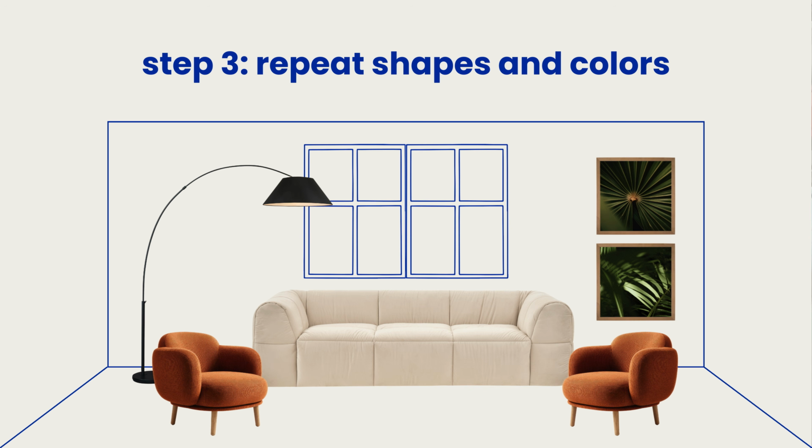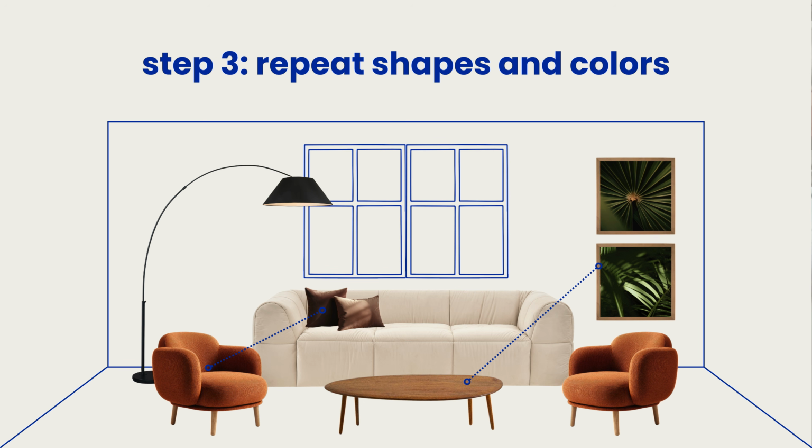Step number 3 is to repeat shapes and colors because repetition will help connect the room. So you're going to echo a wood coffee table with wood framed artwork, a dark throw pillow, and decor accents across the room. It's one of the simplest ways to rebalance visually. If you want, you can try it now.